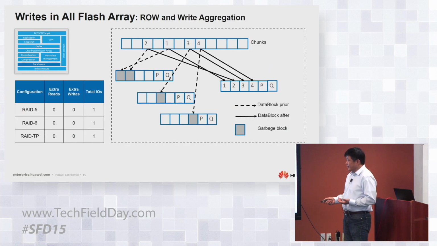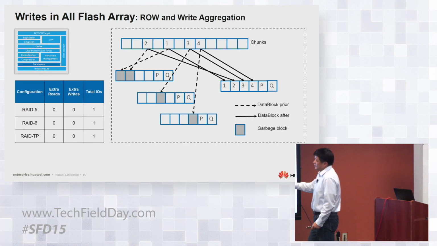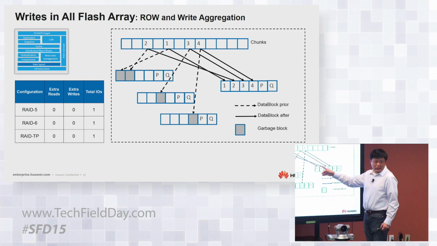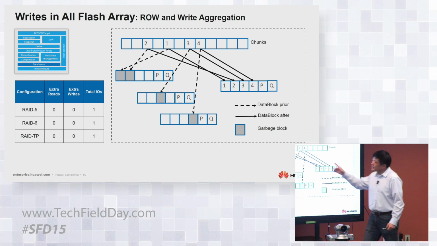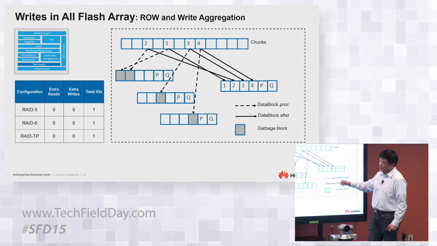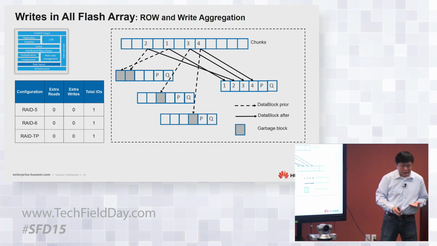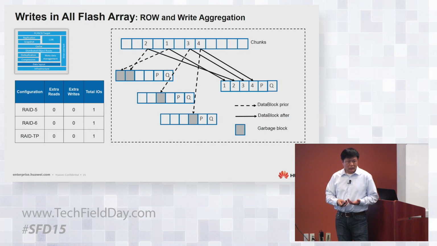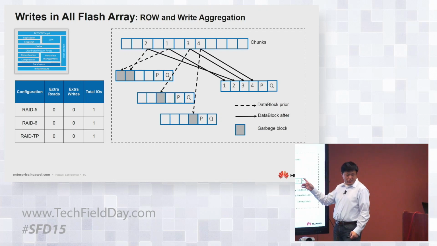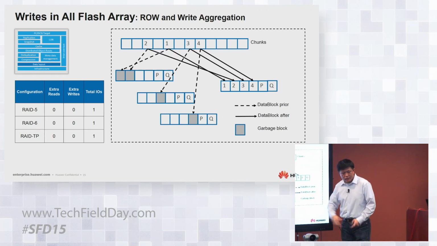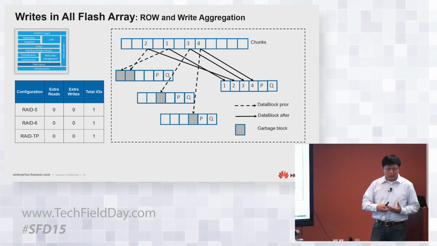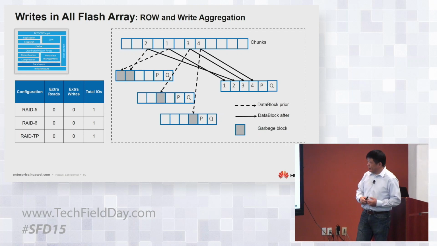If you look at the ROW design, we always take one new stripe, then copy the data over. So in this way, for RAID 5, RAID 6, and RAID TP, we don't have any extra I/Os. This way is also very friendly to SSD, so you can utilize all the SSD bandwidth.